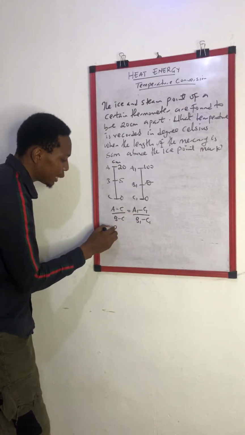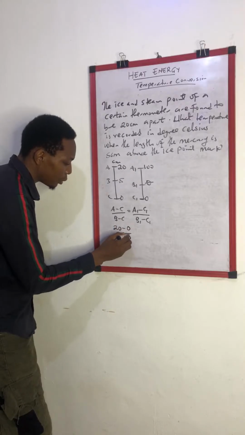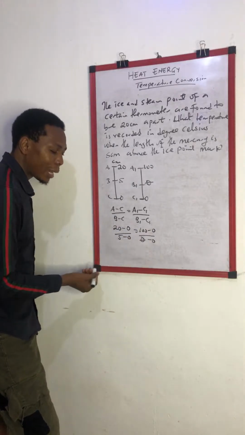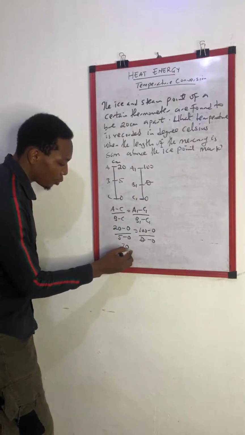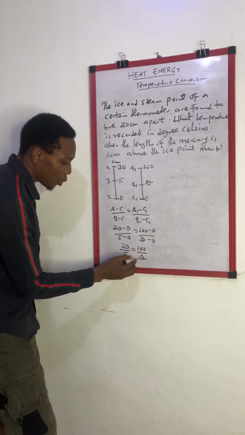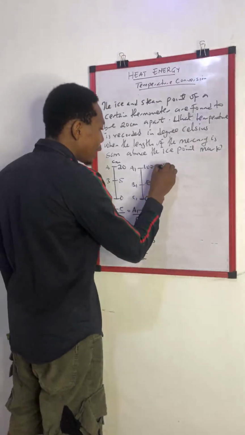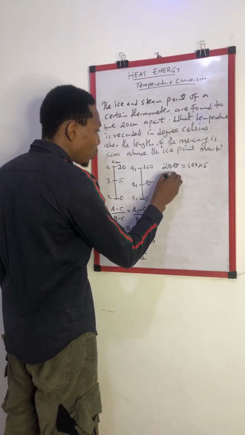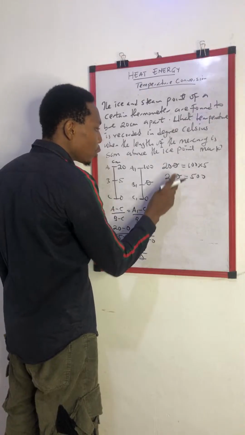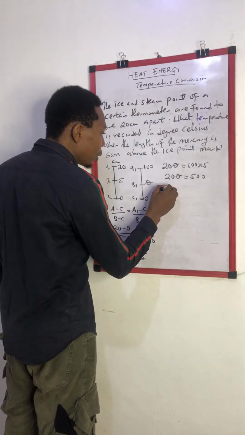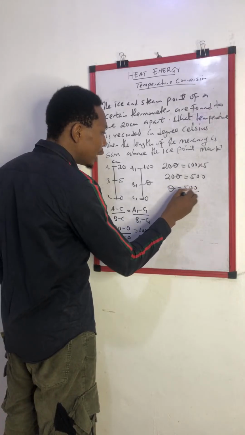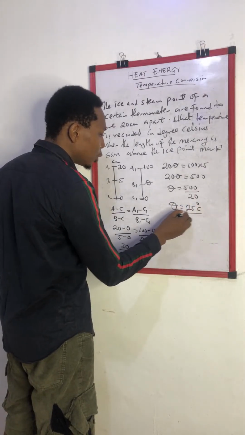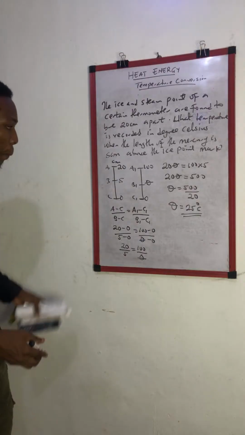So our A is 20 minus 0 over 5 minus 0, equals 100 minus 0 over theta minus 0. So 20 minus 0 gives us 20 over 5, then 100 over theta. Now we cross multiply: 20 times theta, we have 20 theta, equals 100 times 5. So here we have 20 theta equals 500. To get theta, divide both sides by 20. So theta equals 500 divided by 20. So our theta is going to give us 25 degrees Celsius. So that is for that.